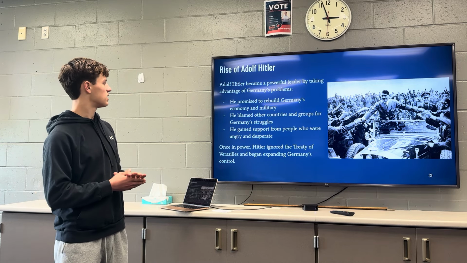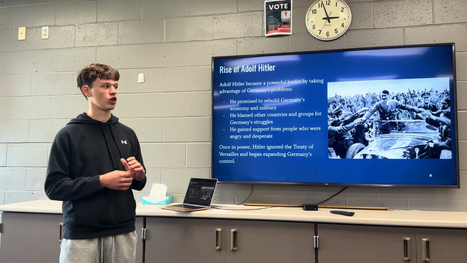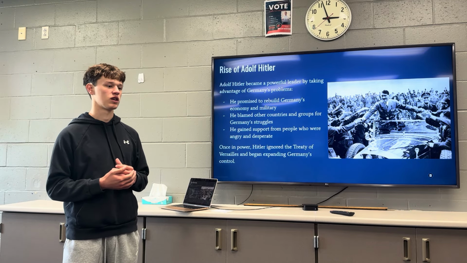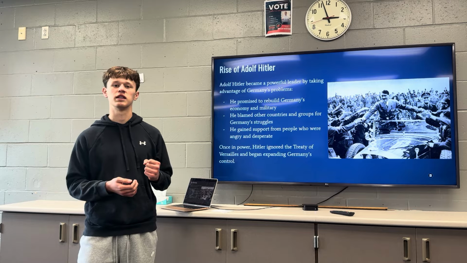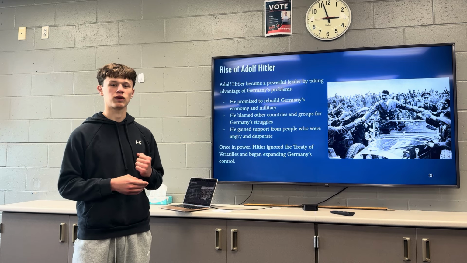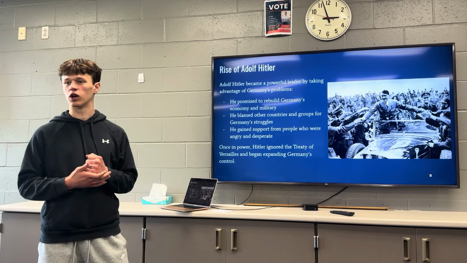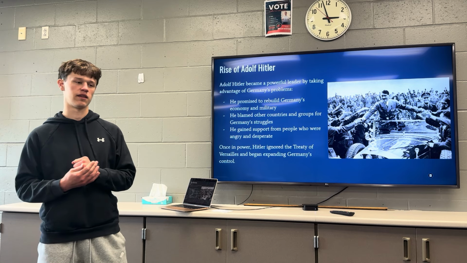He used his power and this desperation to make people overlook problems he might have had and to emphasize that he was just there to help support and boost Germany's economy and strengthen their military and to bring them back to the power that they once had before World War I and the treaty was put in place.